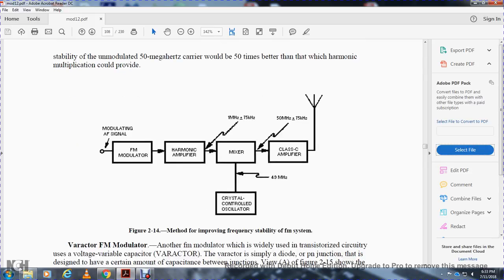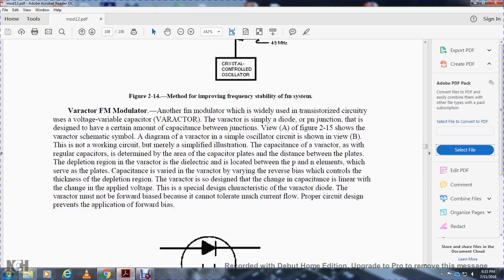provide. Figure 214 shows a method of improving the frequency stability of the FM modulator. Modulating audio frequency, FM modulator, harmonic amplifier 1 MHz plus or minus 75 kHz to the mixer and the crystal control oscillator 49 MHz, and then 50 MHz plus or minus 75 kHz, Class C amplifier, reactance FM modulator.